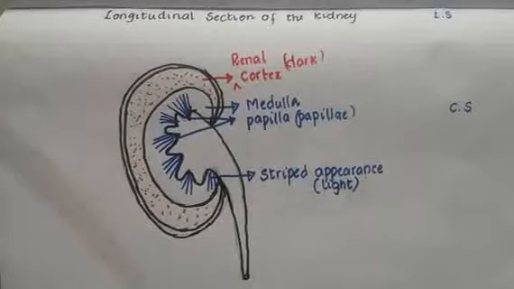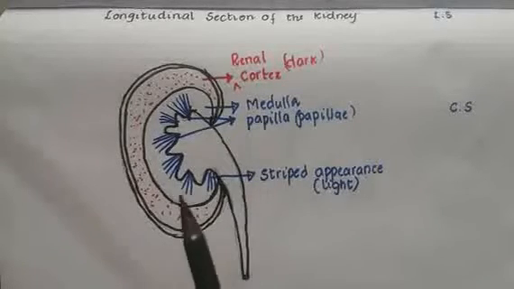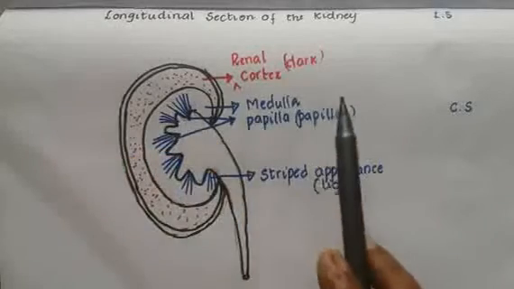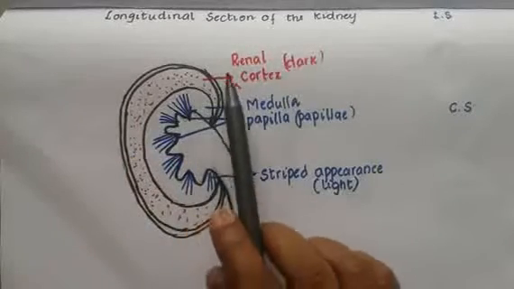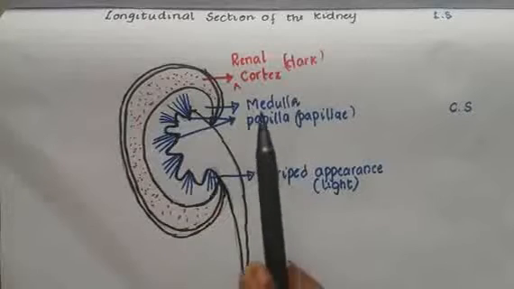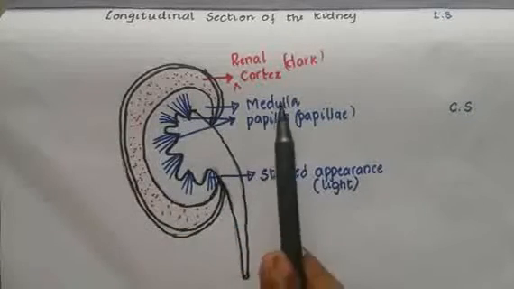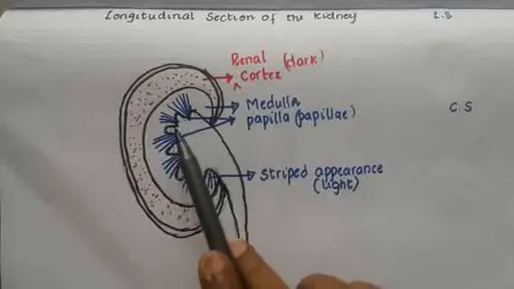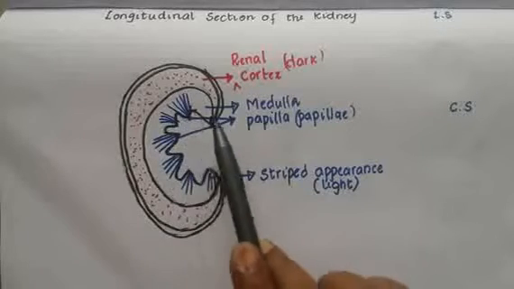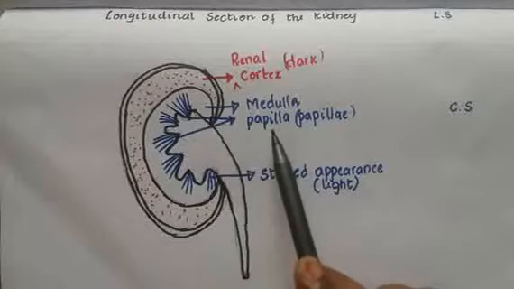Yes children, thus you can say that the kidney has two regions in its longitudinal section: the outer renal cortex, which has a dotted appearance, and the inner renal medulla, which has a striped appearance. The medulla has a number of conical pyramids, and each pyramid has an apex known as a papilla.